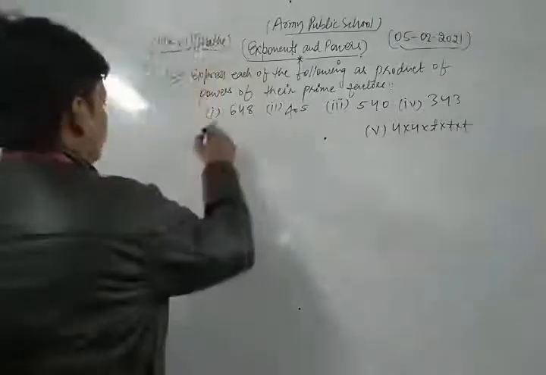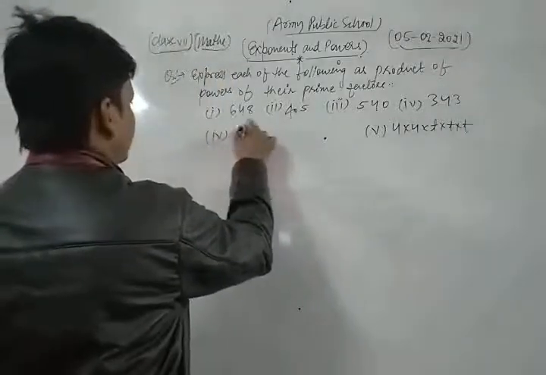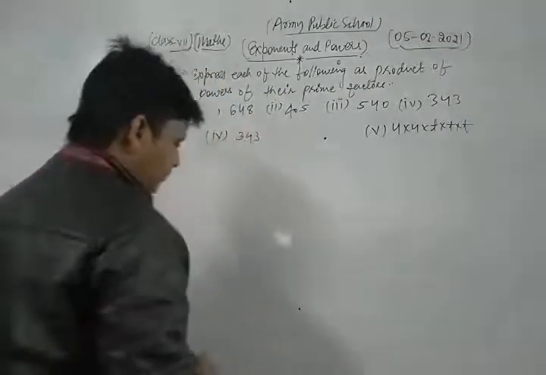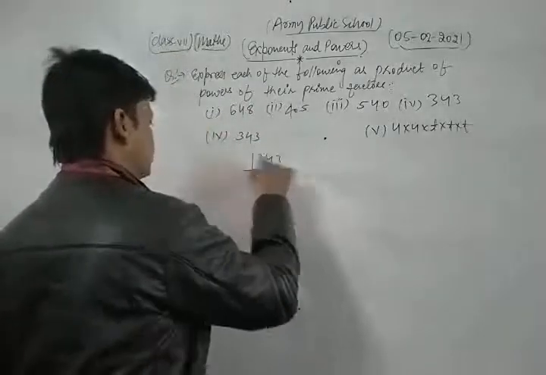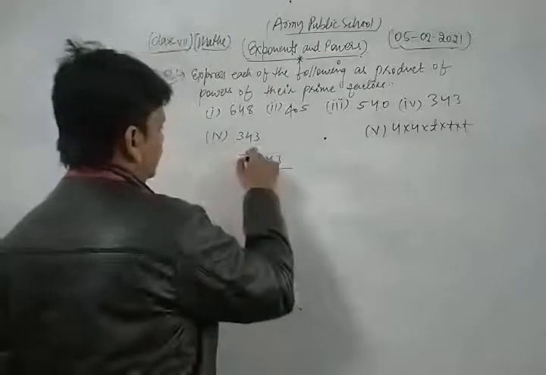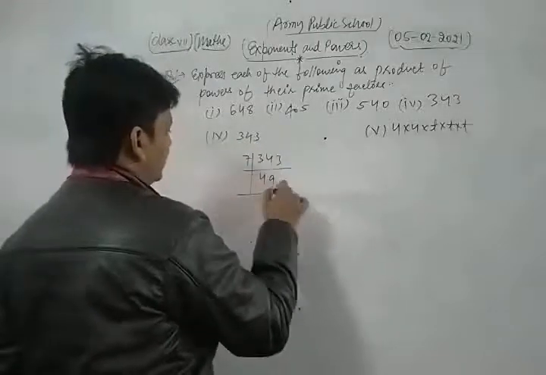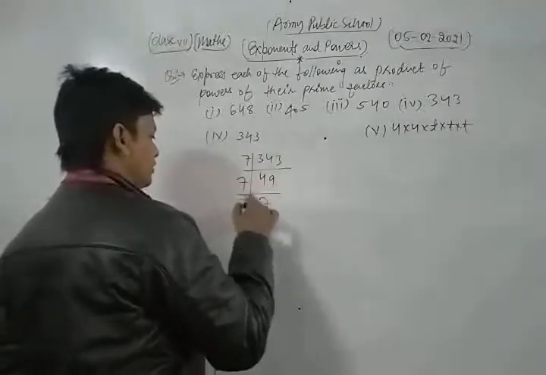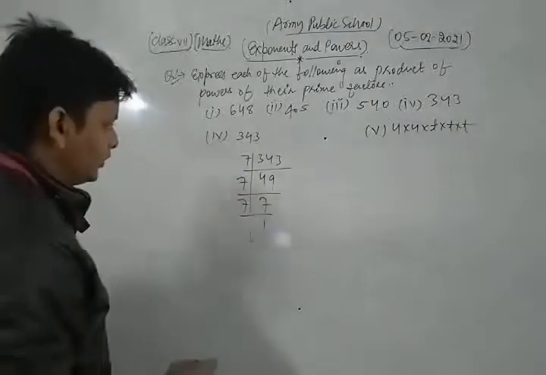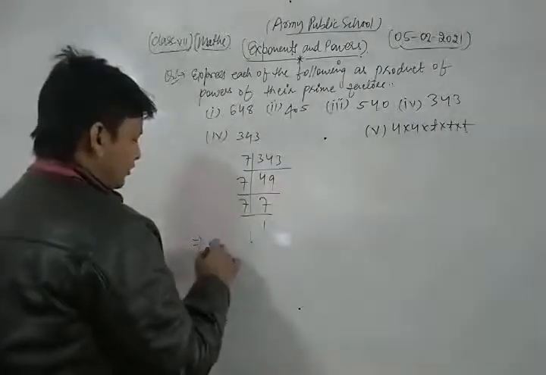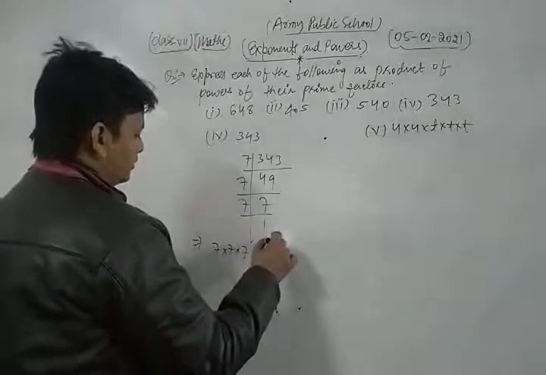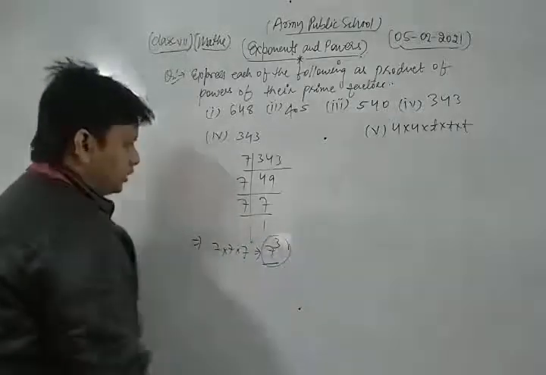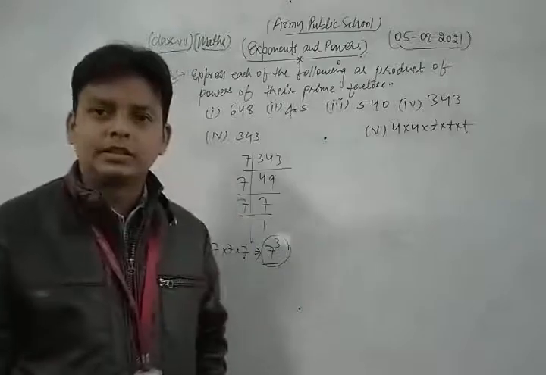Now we take and solve the fourth part of this question, which is 343. Now, again in this question we do the prime factorization. So we split from 7. Then again 7 7s are 49. So 7 is the 7. Thus we can write 343 as what? 7 into 7 into 7. So we write 7 power 3. This is the exponential form of the given number.